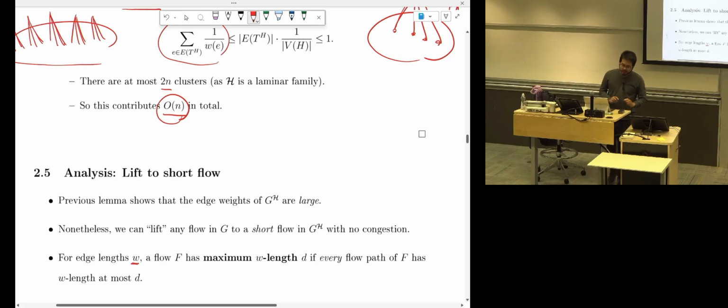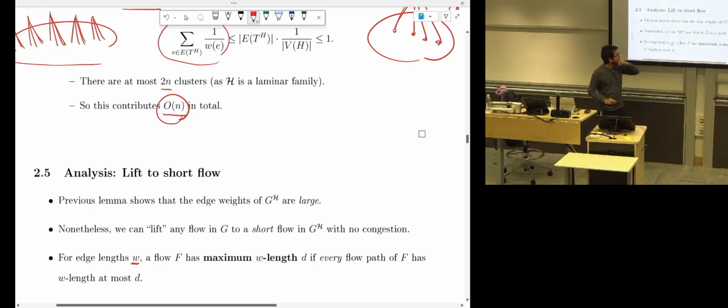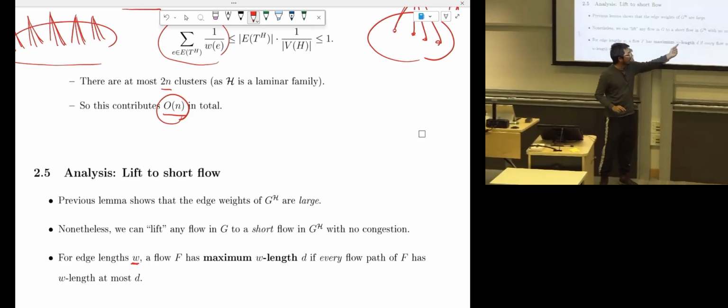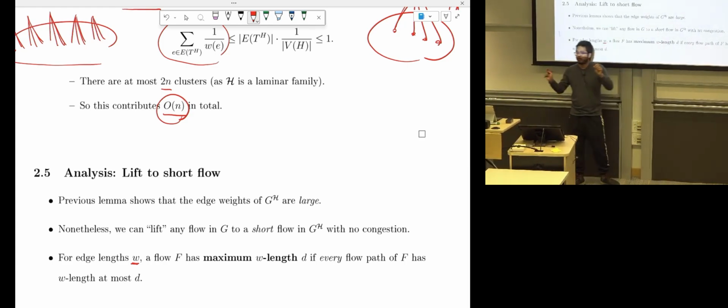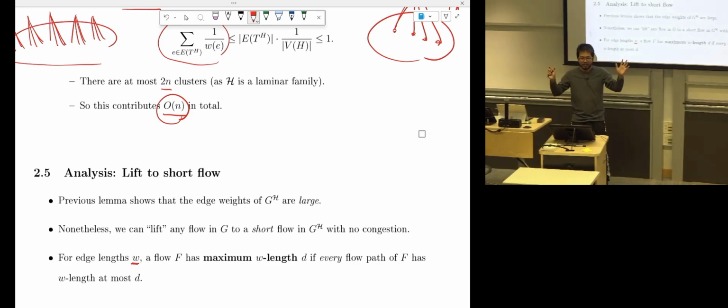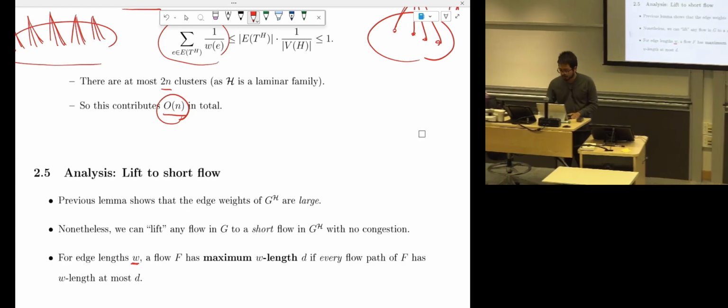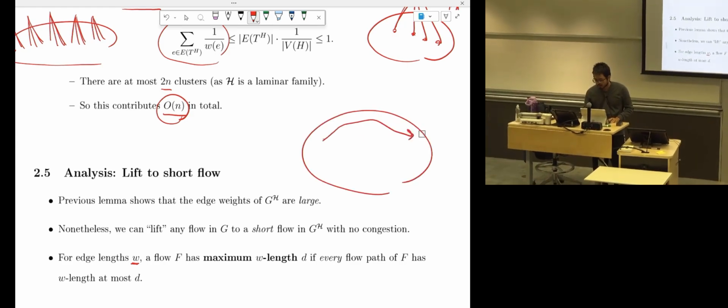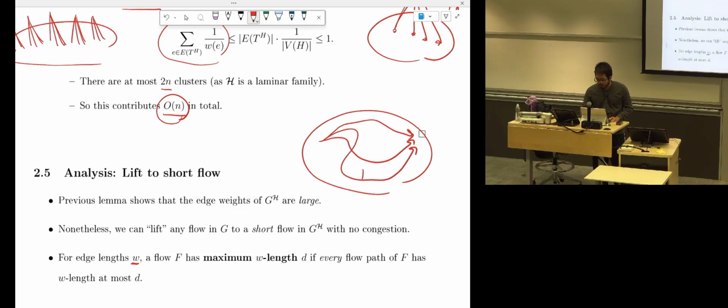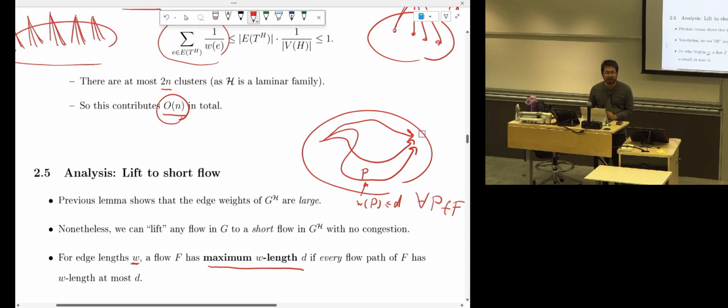Suppose that our edge lengths are this weight function, weight W. We say that the flow has maximum W length D if every flow path has W length at most D. So you have a flow, which is just a collection of paths, right? And then look at this path. This path has total weight at most D, for all paths in the flow. So that's maximum W length.